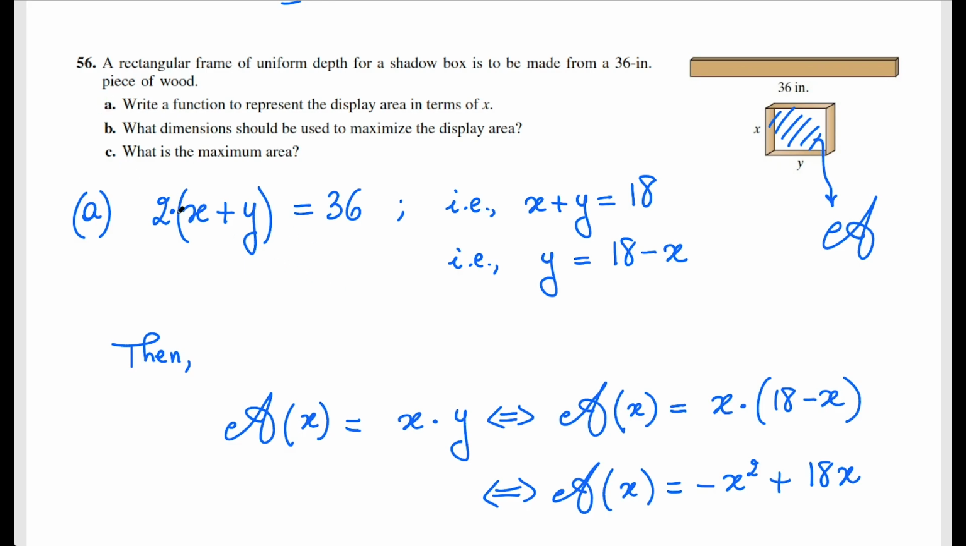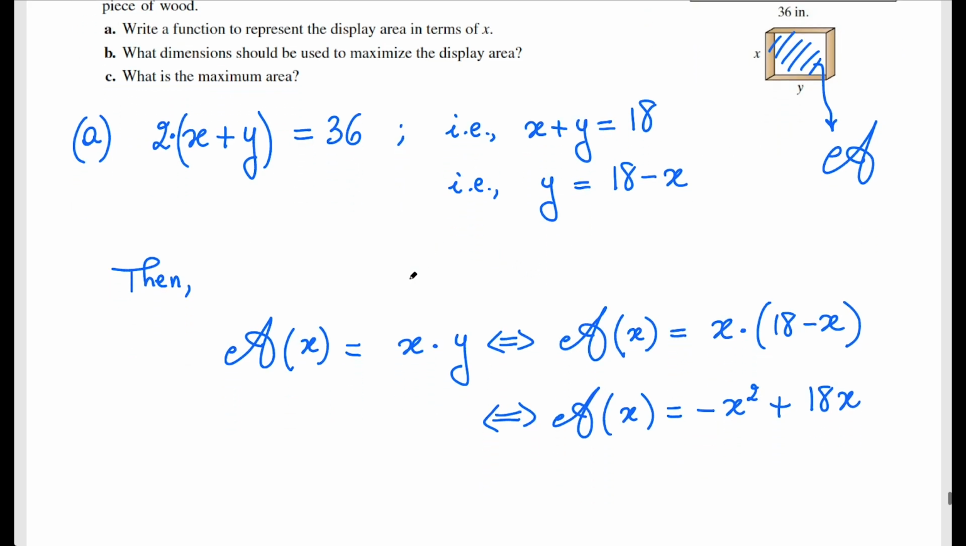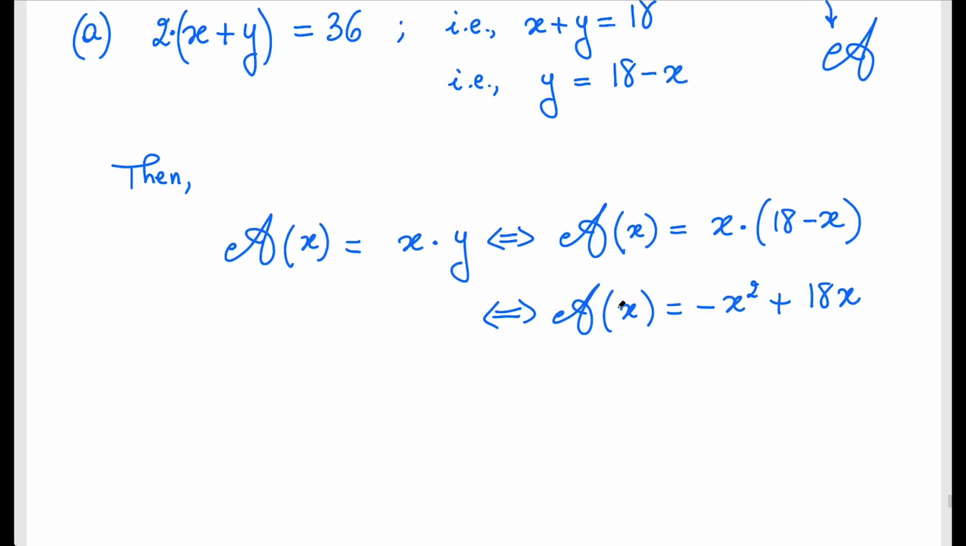Okay. Part B. What dimensions should be used to maximize that area? So they want to maximize the area. This is quadratic. And the coefficient of x squared is -1, right? So this function is going to be upside down. The parabola is going to be concaving downward, right? It's going to open down. So as such, it's going to have a largest value.